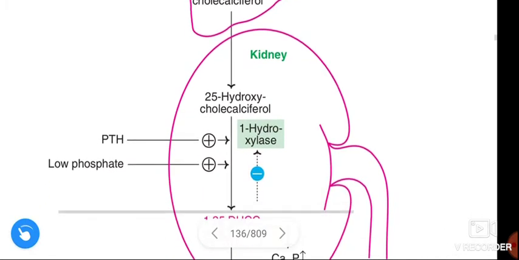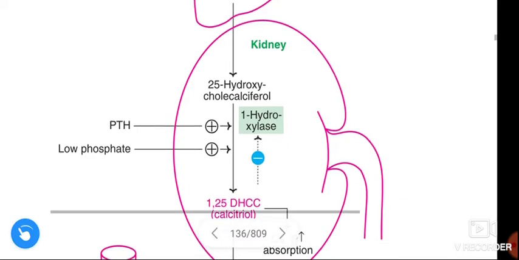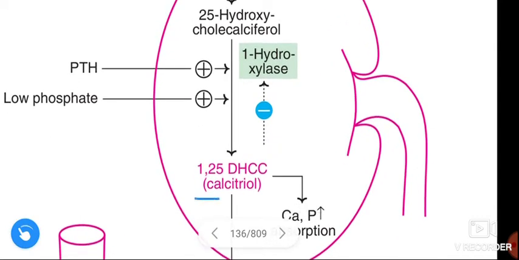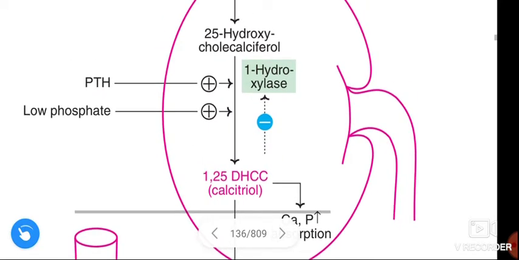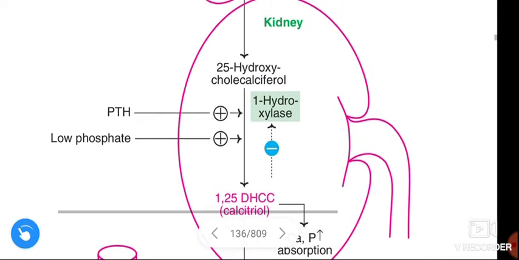In kidney, 1-hydroxylase is present. 25-hydroxycholecalciferol is converted to 1,25-dihydroxycholecalciferol, which is the active form of vitamin D, in the presence of enzyme 1-hydroxylase.